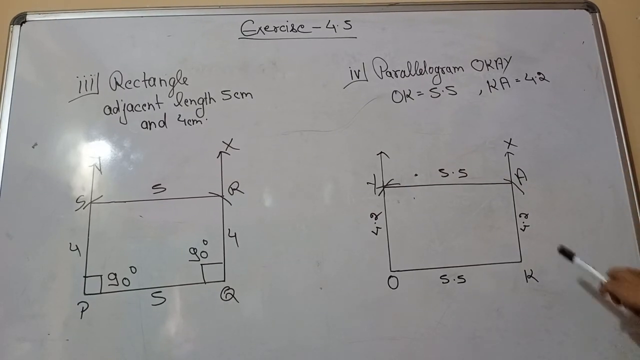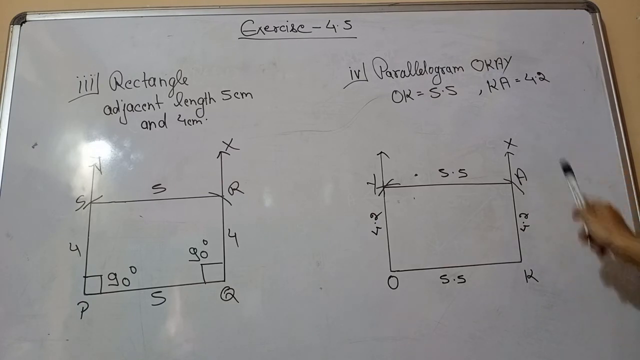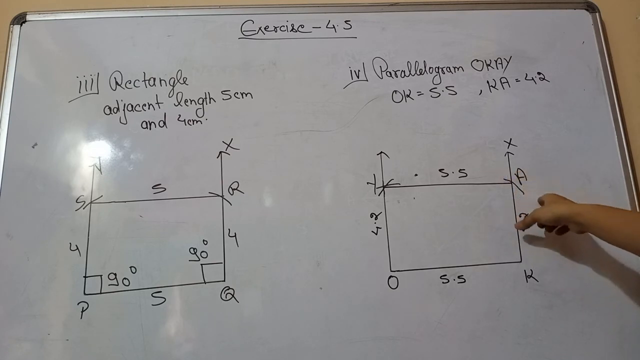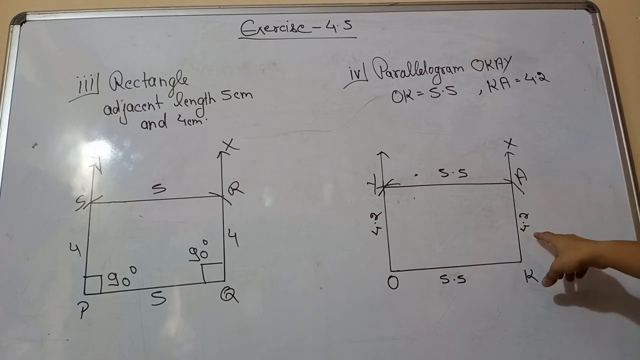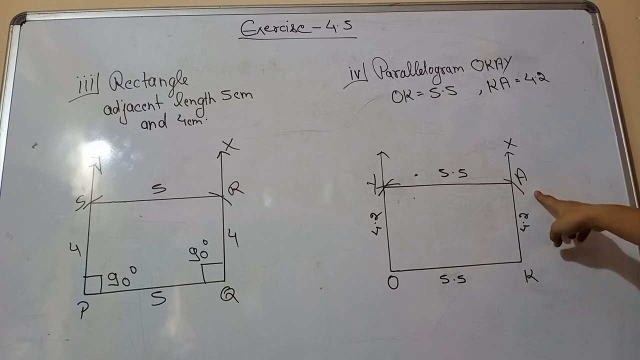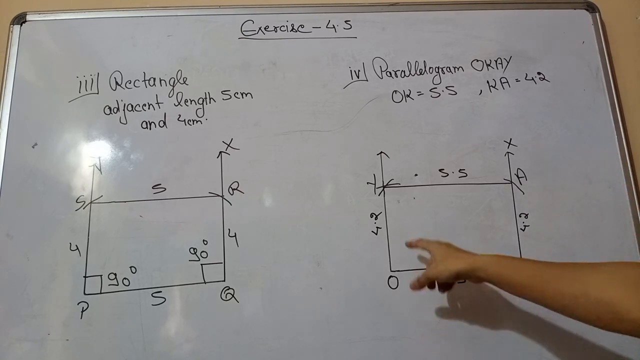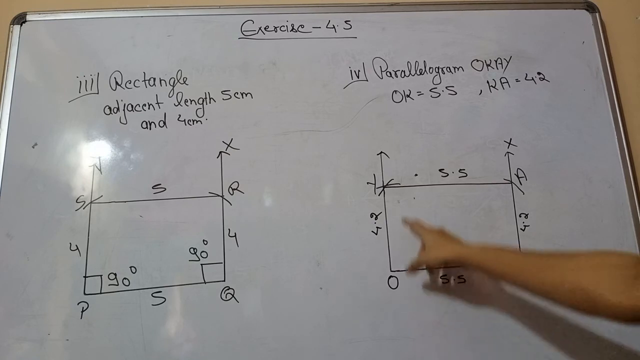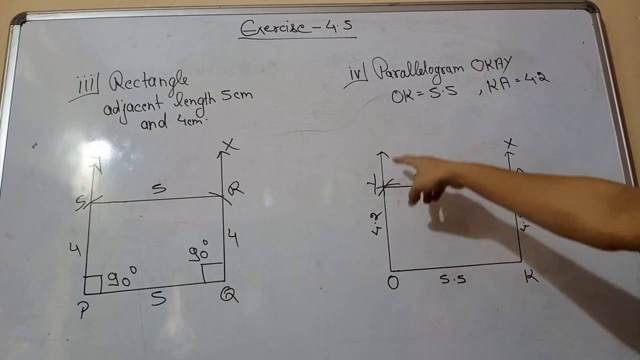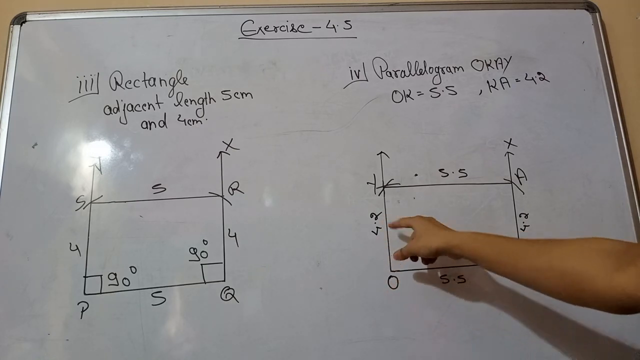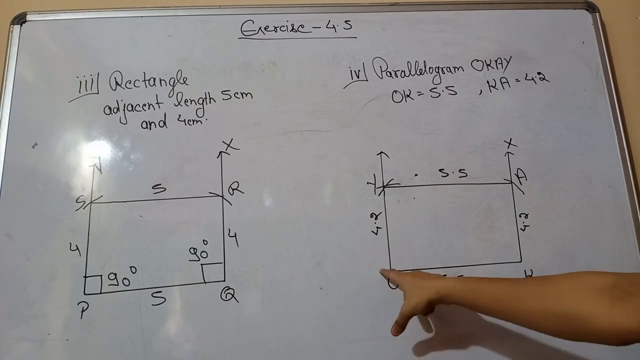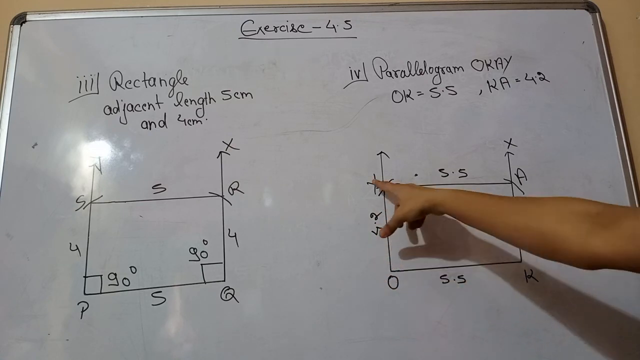Now draw a ray KX and put your divider on K. Take radius 4.2 centimeters and cut one arc like this and name that point as A. The distance between K and A is how many centimeters? 4.2 centimeters. And this arc is on the ray KX. Same thing you have to do here with O. Construct or draw a ray OY, and place your divider on O. Take radius 4.2 centimeters and cut one arc like this.